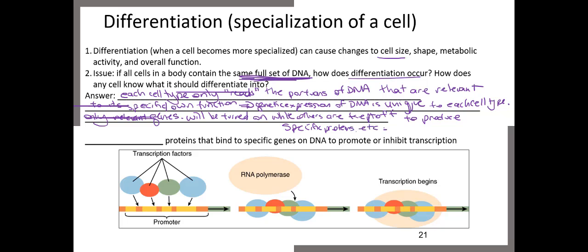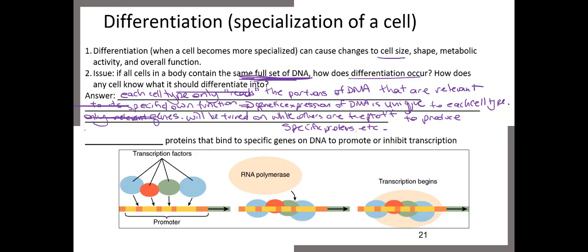Right? So, it's like you. You are the same person whether you're in school or whether you're at home or whether you're at a store, but you do different things at different locations. So just because you're the same person doesn't mean you do exactly the same thing wherever you are. We do different things at different times of the day, at different locations, and so on and so forth.